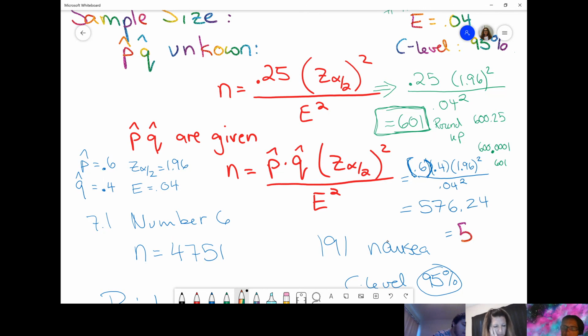That is correct. I mean, you don't need a calculator around it, but yeah. And that's it. It says round up. All right, then.